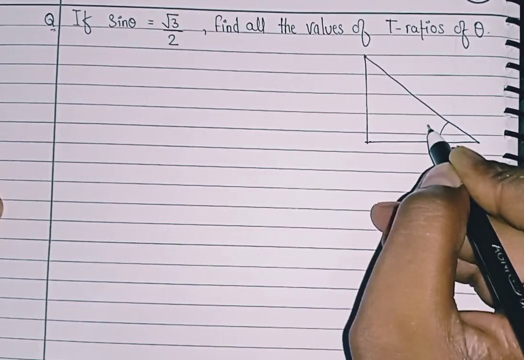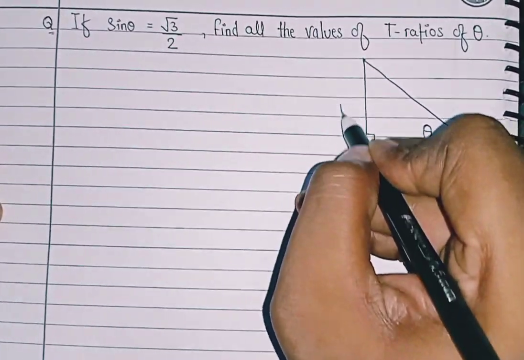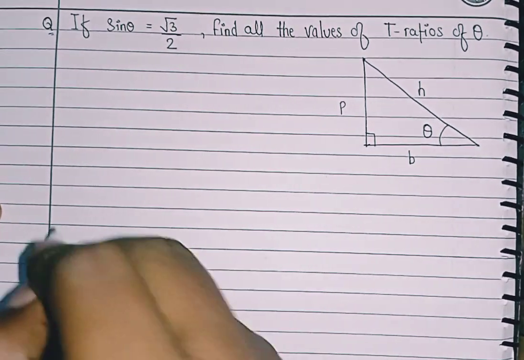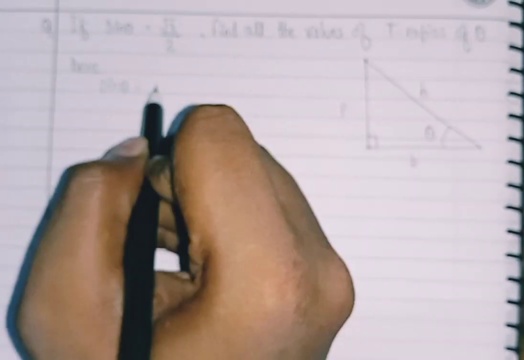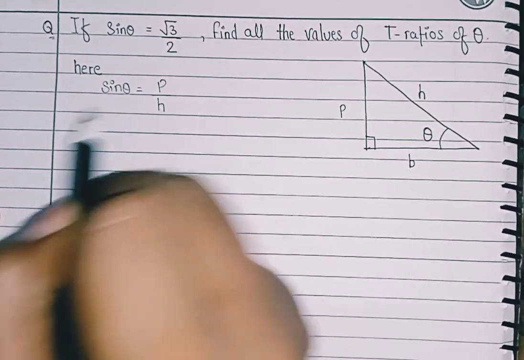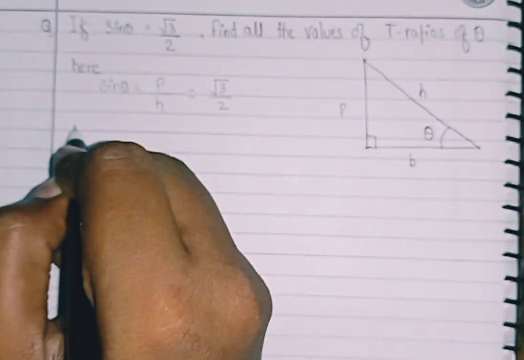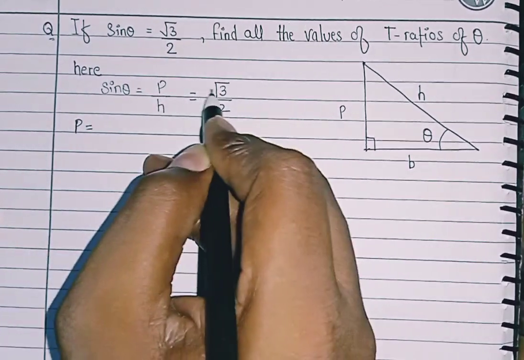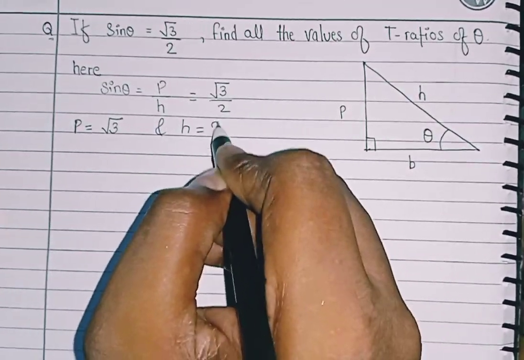And for this angle theta, this is perpendicular, this is base, and this is hypotenuse. Now here sine theta equals, we know that perpendicular by hypotenuse, which is given root 3 by 2. It means P equal to, which is perpendicular, is root 3 and H equals 2.